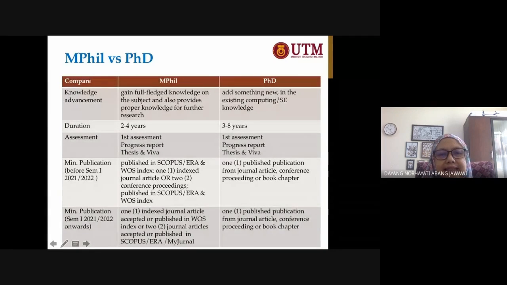The one that I listed here is the one before semester 1 and after semester 1. Yeah, there are a few differences.